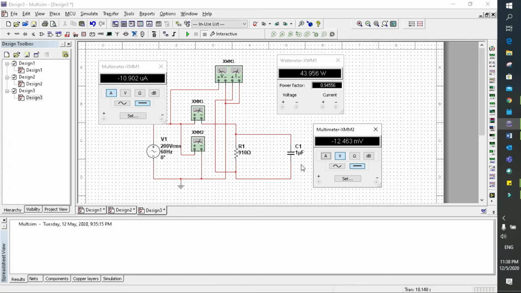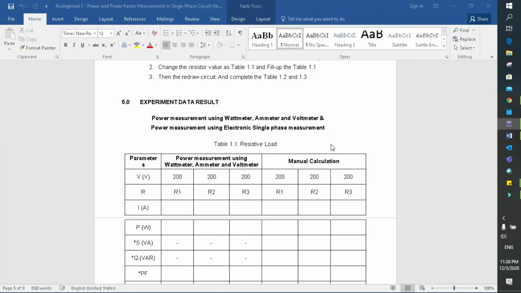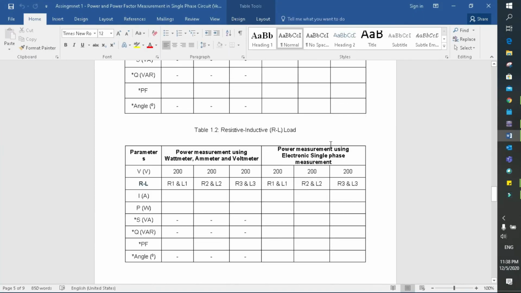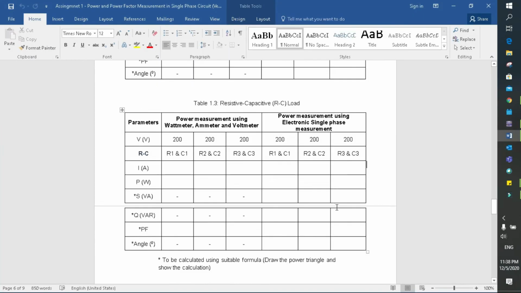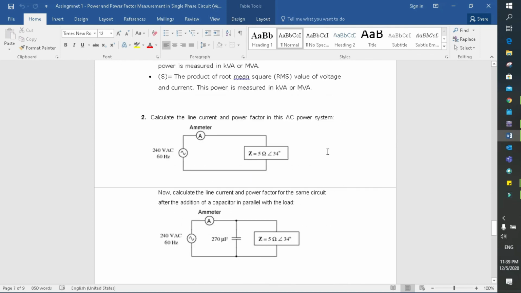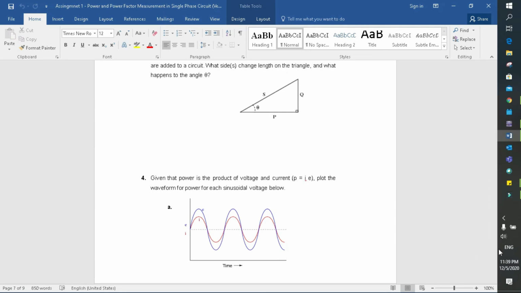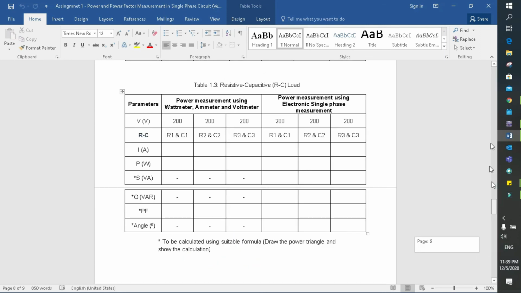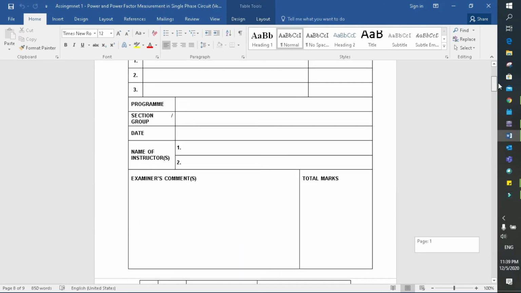So we are done with the simulation. When we have filled in these tables, we can continue to the questions, the discussion, and the conclusion. So that is it from me for this lab.